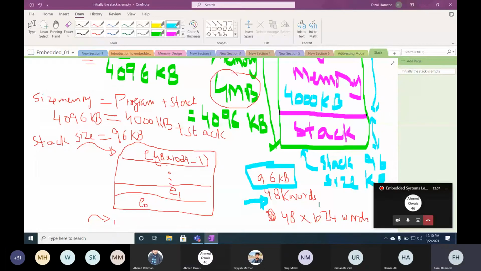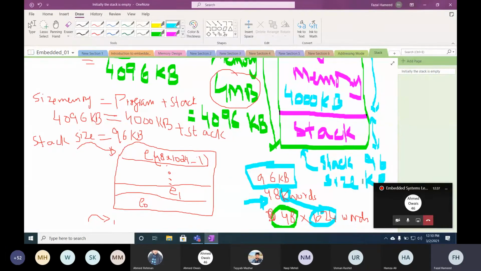Yes sir. So how many words can we store in the stack now? 48 multiplied by what is K now? 1024. Yes, multiply by 1024. So how many words can now be stored in the stack? 48 multiplied by 1024.